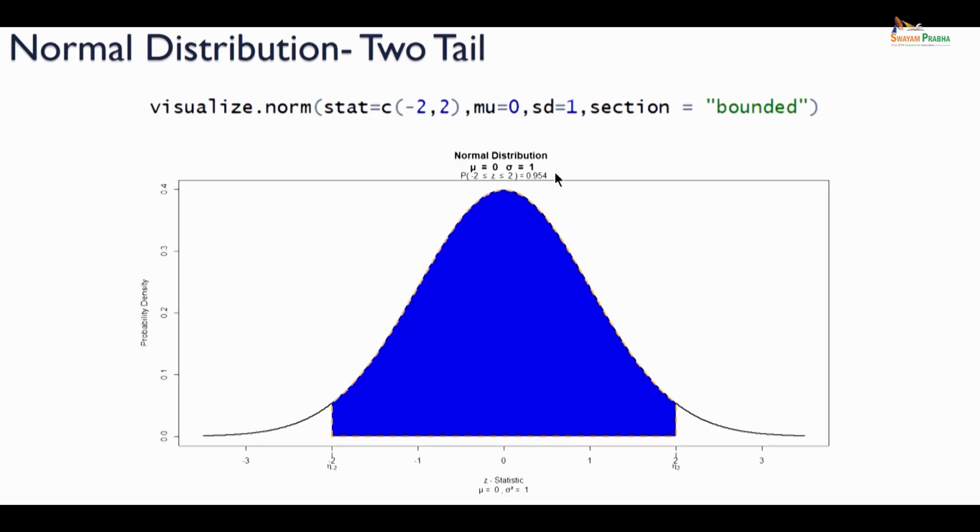So, let us look at a two-tailed normal distribution. I have changed the section from upper to bounded here, and I need to supply both the lower and the upper limits. The lower limit I am taking here is -2 and the upper limit is +2. So, this gives me the probability that a value is bounded between these two limits. That is shaded as blue here in the plot, and that probability corresponds to 0.954.